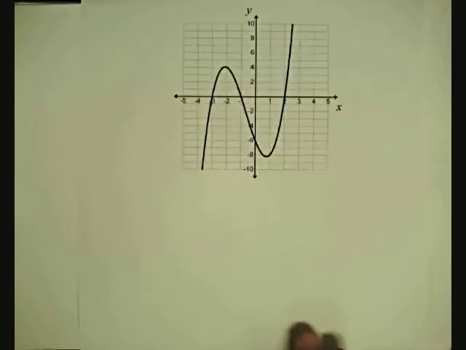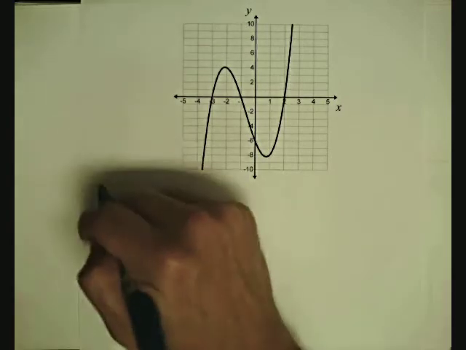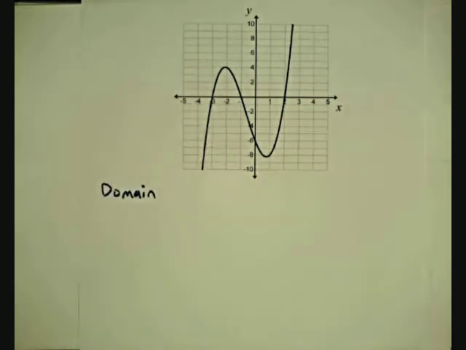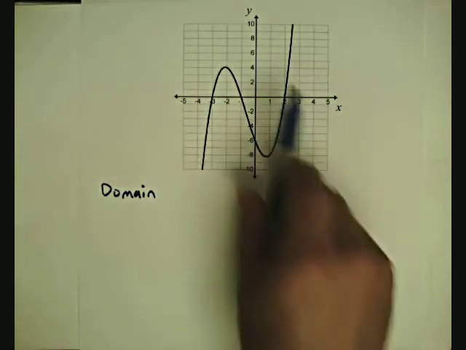Example 7, we're given this graph, and we are asked to find 5 things: domain and range, f of -2, and the x-intercepts and the y-intercept. So let's start with domain. Domain is the furthest left that our graph goes.